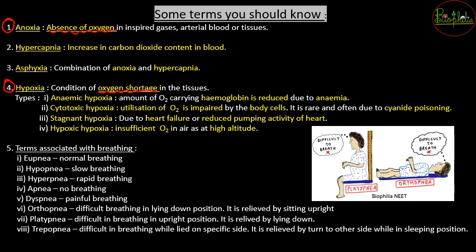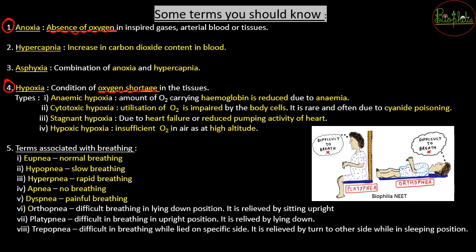Now there are some terms where they are given special names for the breathing conditions. So if the person is having normal breathing, then you term it in medical science as eupnea. Hypopnea is going to be for slow breathing. Hyperpnea is going to be for rapid breathing. Apnea is for no breathing. Then dyspnea is going to be for painful breathing. Now these three are slightly confusing, but understand them properly, then it would be easy.